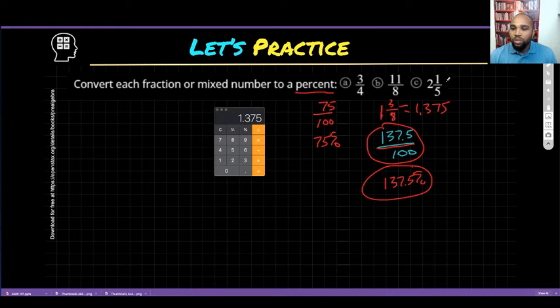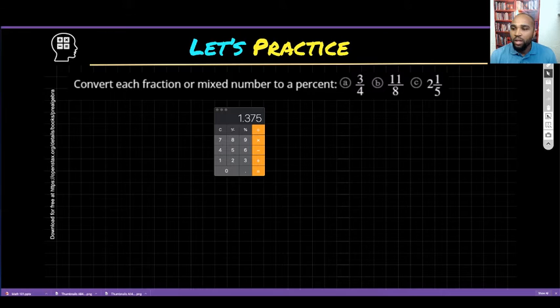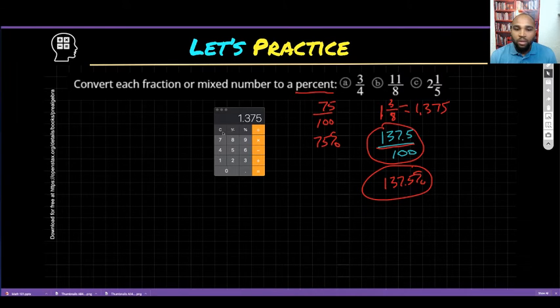And for our last one, 2 1/5. So we know that's going to be 2. We'll just divide it as a decimal first. Actually, I'll leave those up there so you can see it. So let's divide 1 divided by 5. That's going to give us 0.2. So if you wanted to write this out, this is the same thing as 2.2.